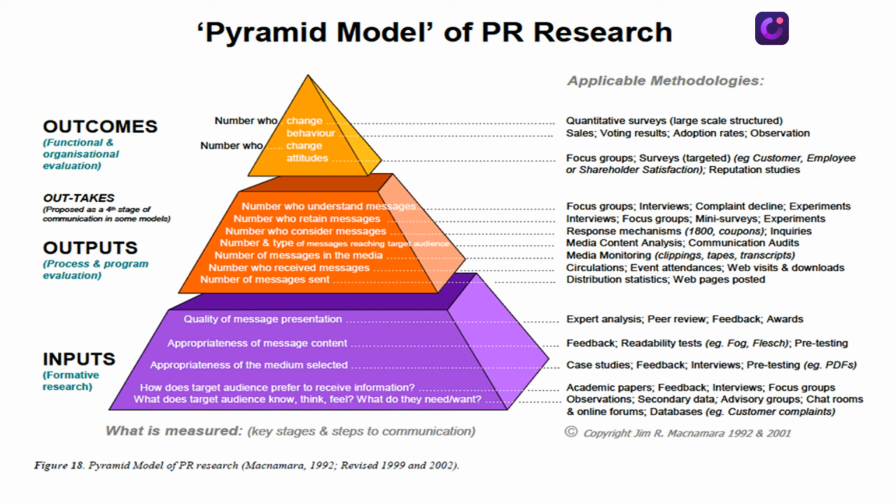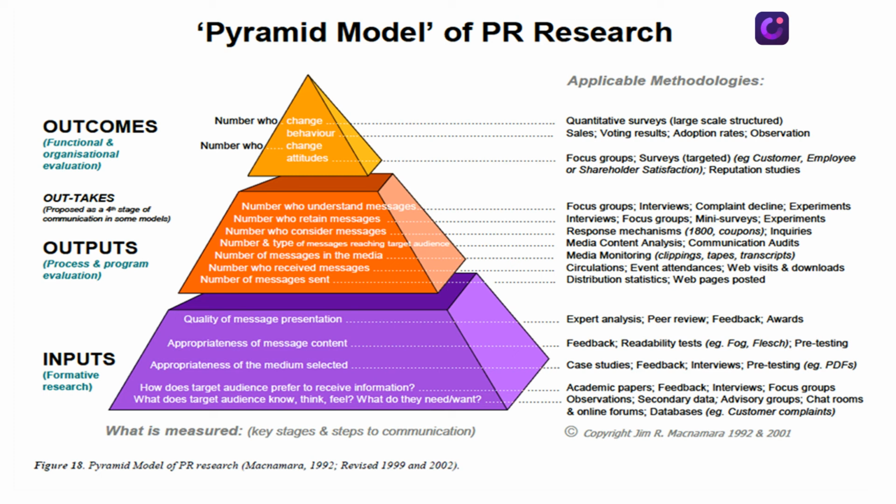So at the input level, you look at things like quality of message presentation. So we're looking at the message that we are presenting. How are we going to present a quality message to the people? Is the message appropriate for the target audience? Is the medium appropriate, as we have already discussed? Now, one interesting thing about McNamara's model is that McNamara adds applicable methodologies, as we can see on the right side of the screen. Applicable methodologies.